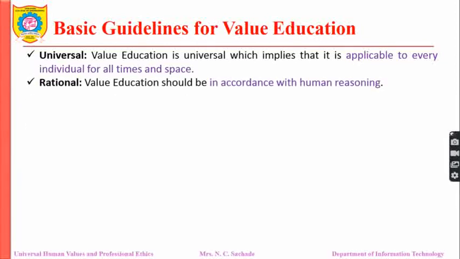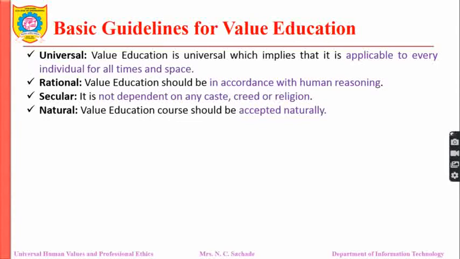It should be rational. Value education should be in accordance with human reasoning. I should be able to justify it. Okay. It should be secular. It should not be dependent on any caste, creed or religion. Natural. Value education course should be accepted naturally. Now this process we are going to learn, don't worry. But whatever proposals I am going to keep in front of you, if they are not acceptable to you, then you should not accept them. Alright?